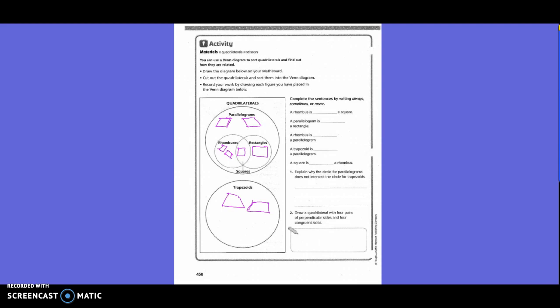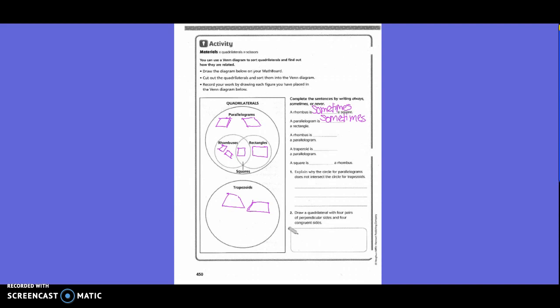So a rhombus is what? Sometimes a square. Okay? A parallelogram is sometimes a rectangle, because the rectangle is in the big circle of parallelograms.